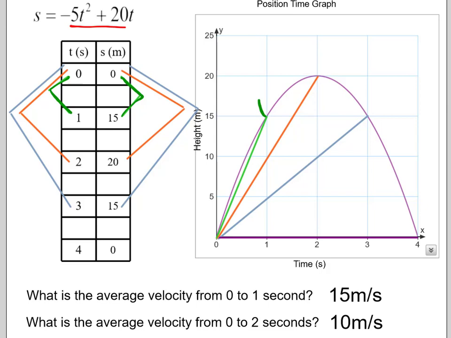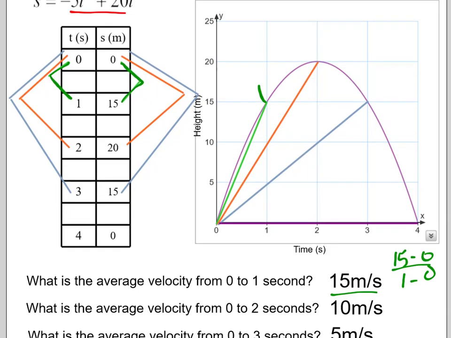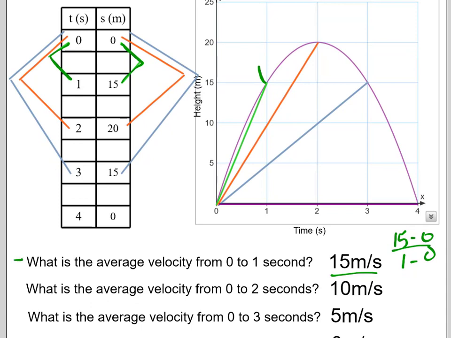And if we found that average rate of change and we just went 15 minus 0 over 1 minus 0, we would get 15 meters per second as the average velocity from 0 to 1 second of this rocket. If we asked what is the average velocity from 0 to 2 seconds, so say we take a larger interval, and I'll just use the red marker here, from 0 to 2 seconds. So again, I'm going to use the slope formula, and I'm going to go 20 minus 0 over 2 minus 0, and that's where the 10 comes from.